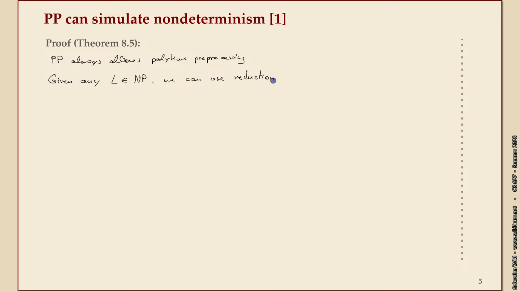So in particular, we can say that L must polynomial time reduce to the satisfiability problem because that old friend was NP complete. So it suffices to solve SAT with PP, then I've solved all of NP, right? It's the same old story.